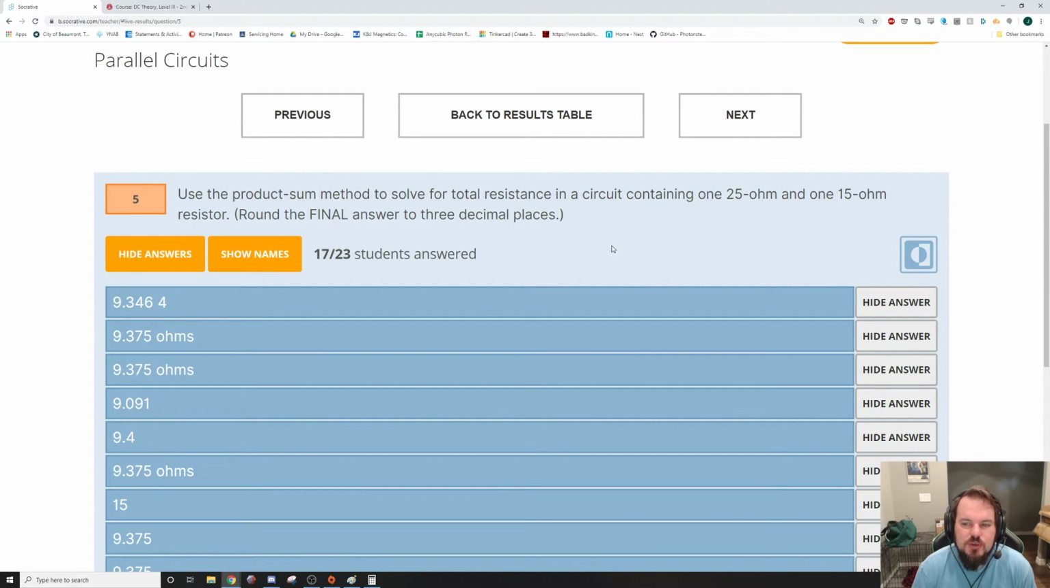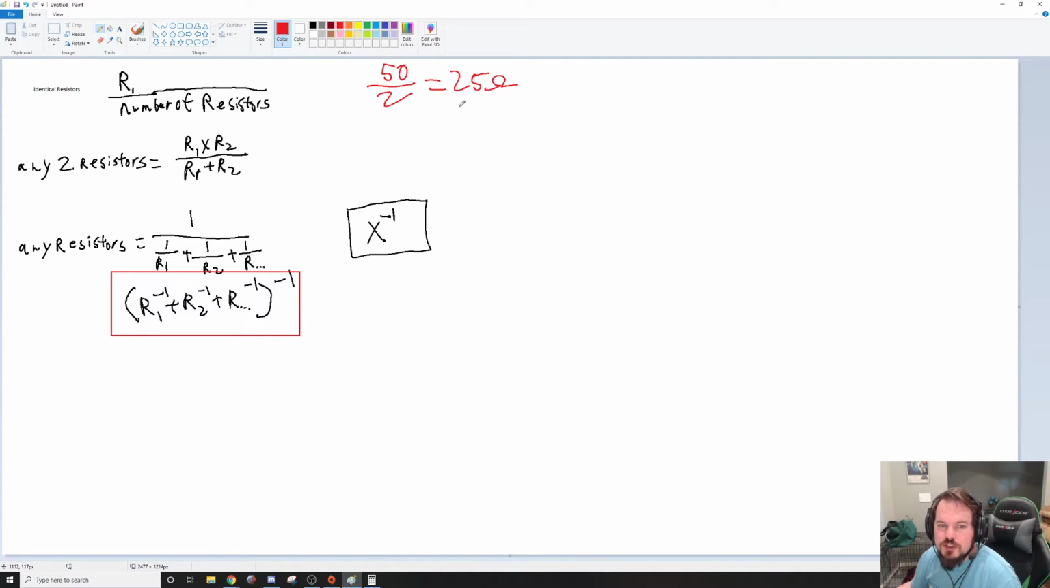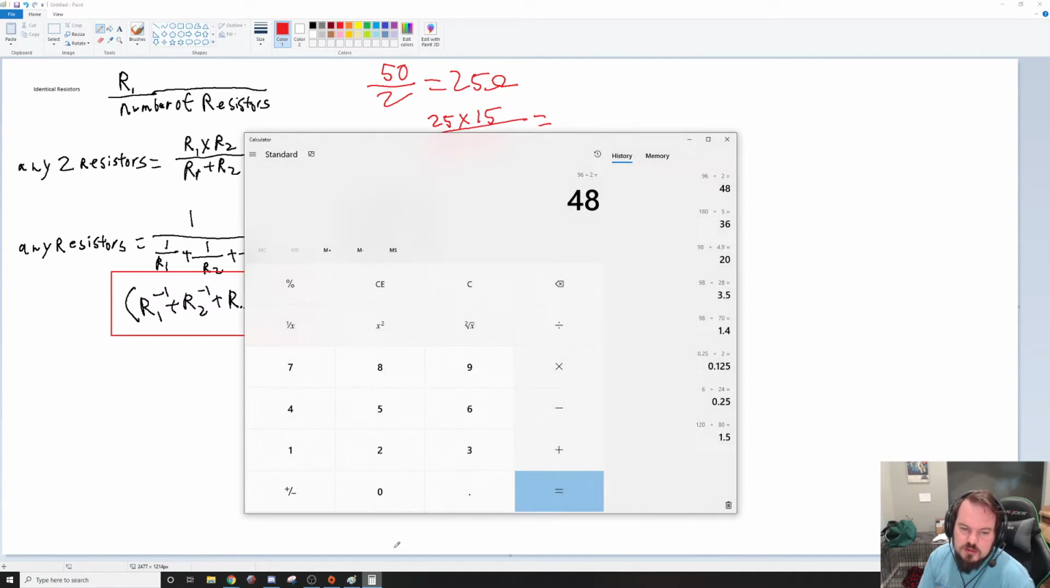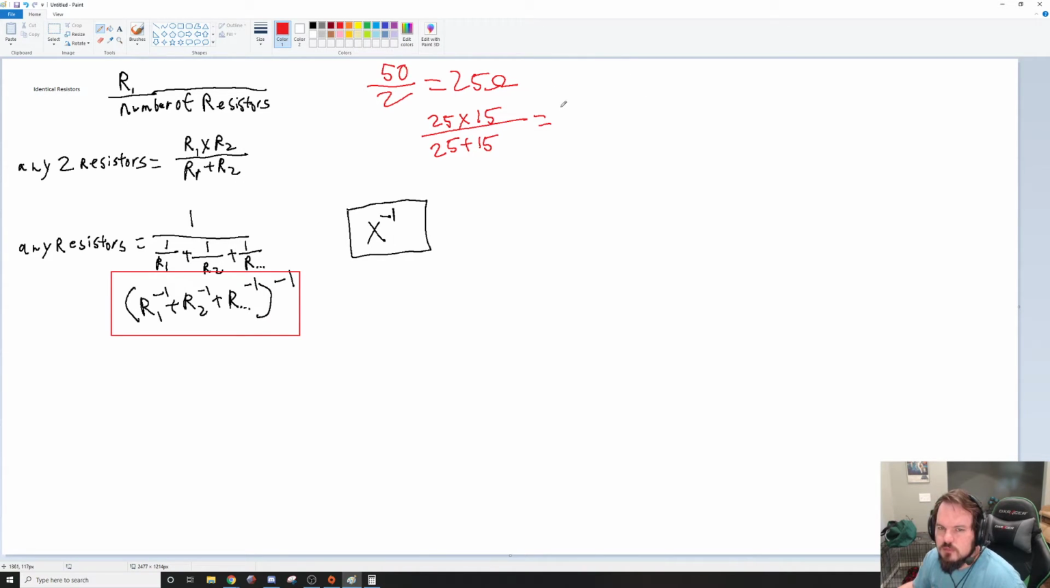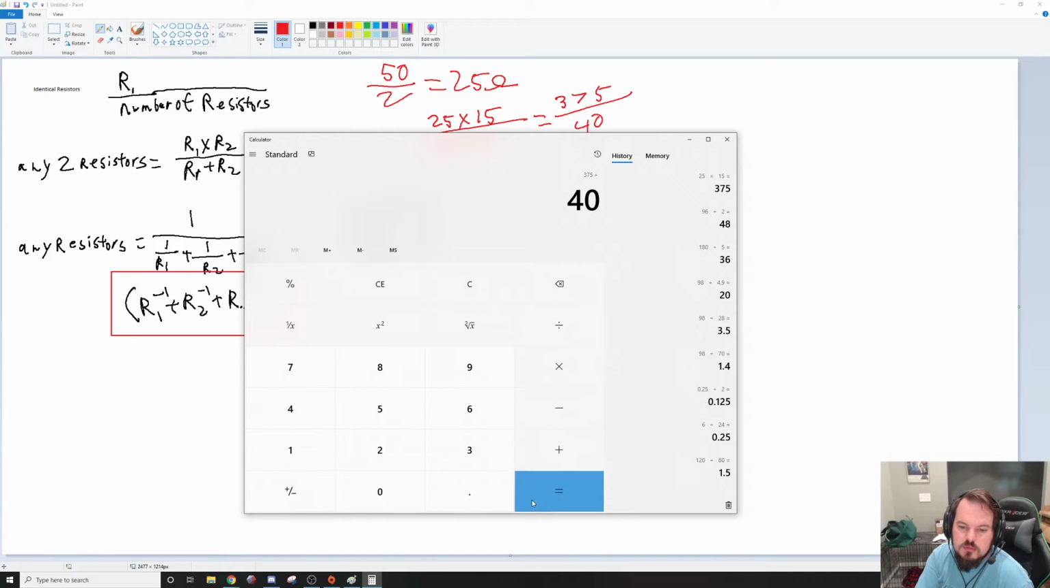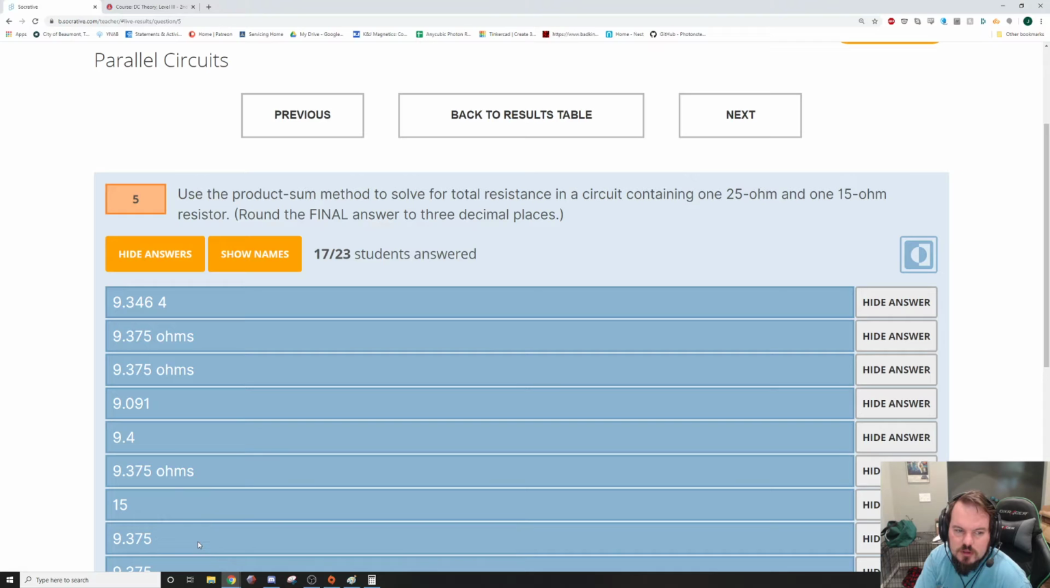Use the product sum method to solve for total resistance on the circuit containing one 25 ohm and one 15 ohm resistor. Okay. So product over sum. So we have a 25 ohm and a 15 ohm over 25 plus 15. So that's R1 and R2. So all we have to do is plug in 25 times 15, 375. So 375 over 25 plus 15, that's 40. So 375 divided by 40 gives us 9.375.